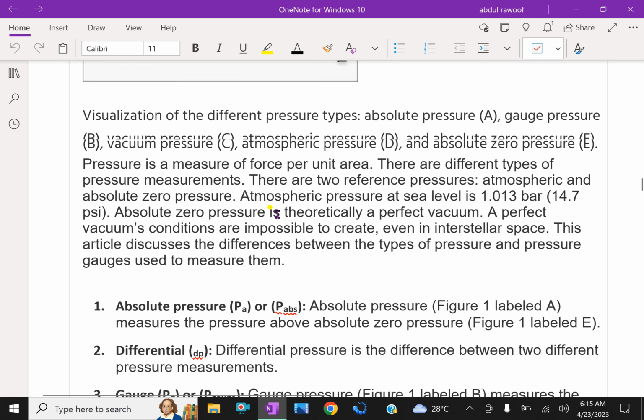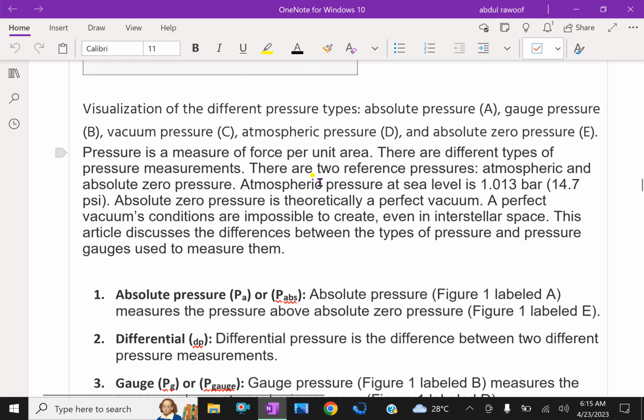Pressure is a measure of force per unit area. We know that there are different types of pressure measurements. There are two reference pressures, atmospheric and absolute zero pressure. Atmospheric pressure at sea level is 1.013 bar, nearly equal to 14.7 psi, that is pounds per square inch.